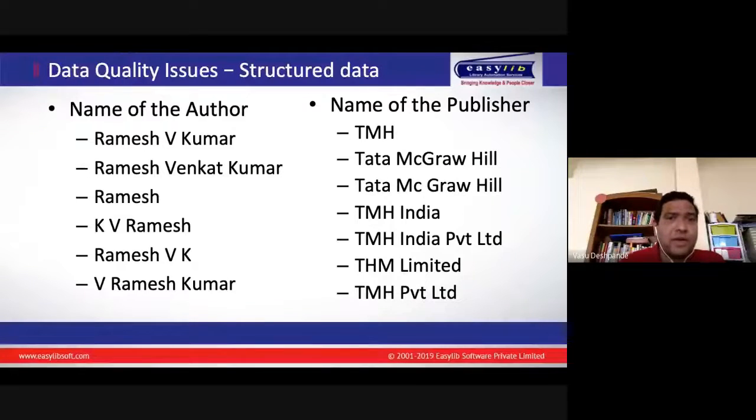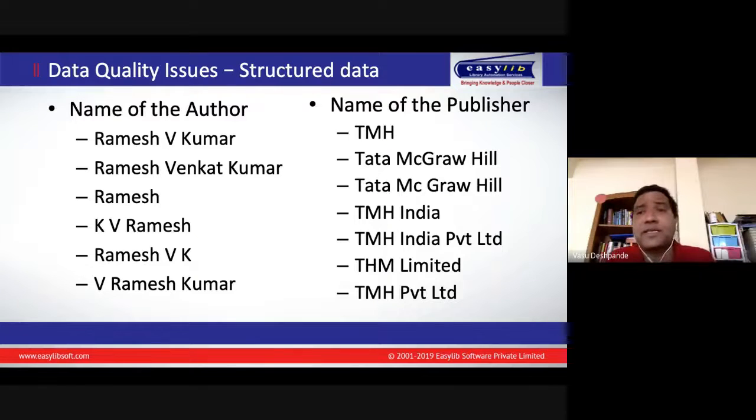Then KV Ramesh. The same person who is Ramesh Venkat Kumar in North Karnataka may be written as KV Ramesh in the Mysore region. In some other places, you have only the author's initial in the beginning, the V, then Ramesh Kumar. It's all the same author itself. But in your database, when you look at it, there are a total of 6 different Ramesh Kumars. So this is an example of having different data representing the same person.